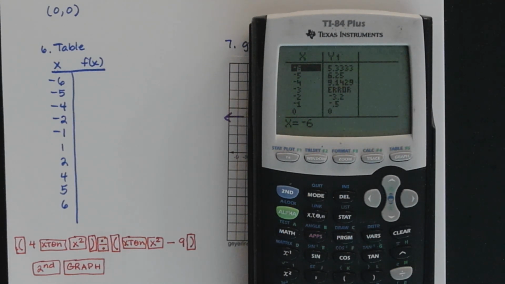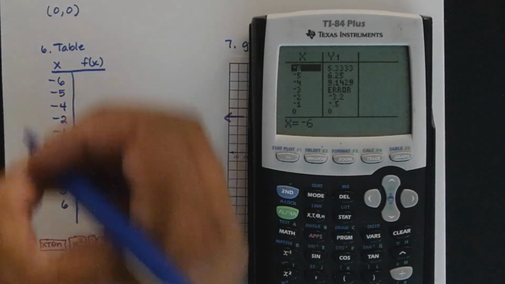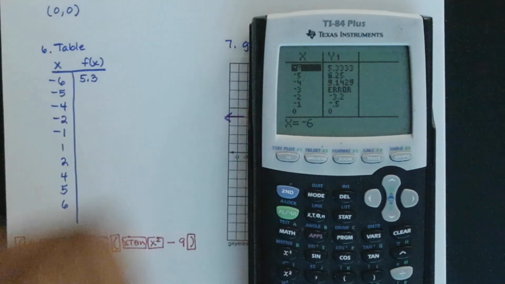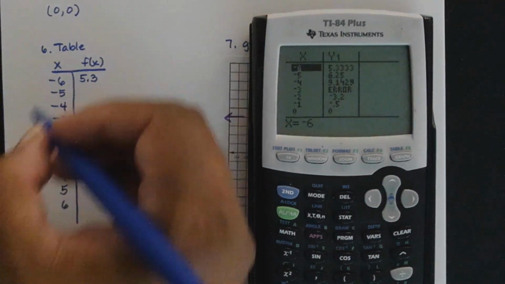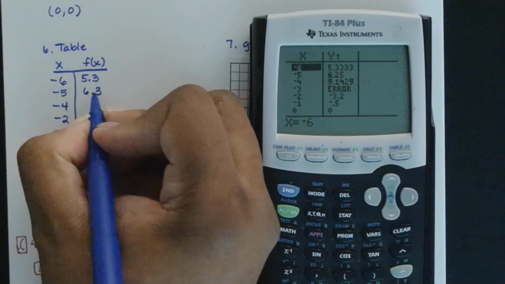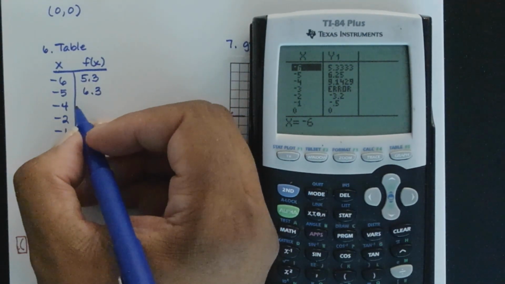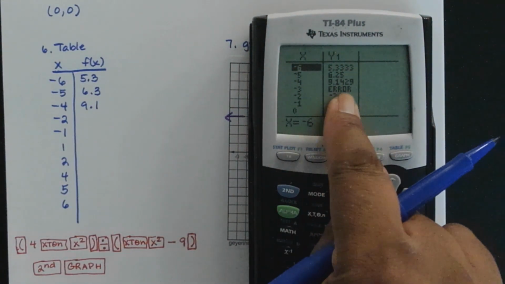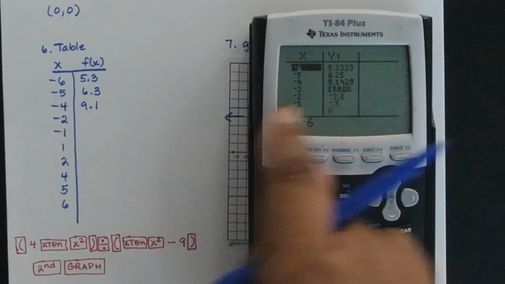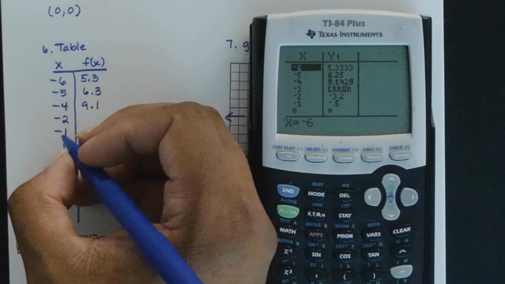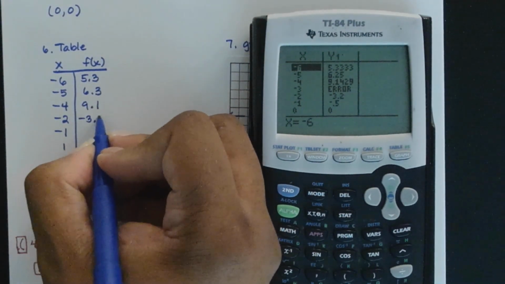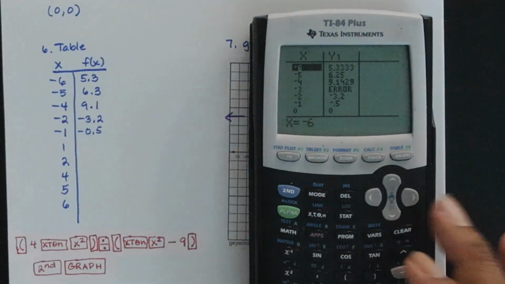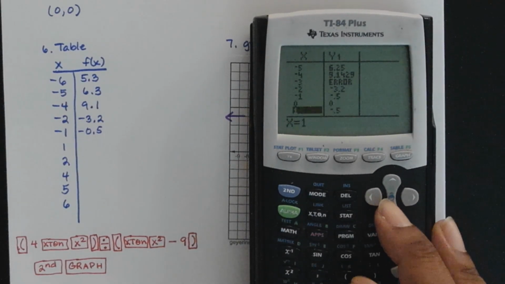So for x equals negative 6, I'm going to round to one decimal place. So this will be 5.3. And then for x equals negative 5, 6.3, and then for negative 4 will be 9.1. Now, at x equals negative 3, you see the arrow, that's one of your vertical asymptotes. At negative 2, negative 3.2, and for negative 1, negative 0.5, and of course 0 is your x and your y-intercepts.